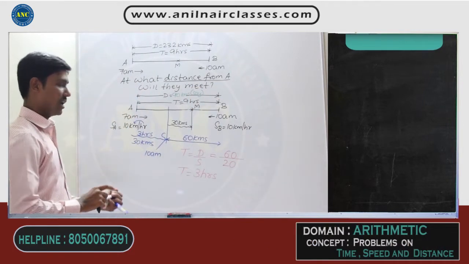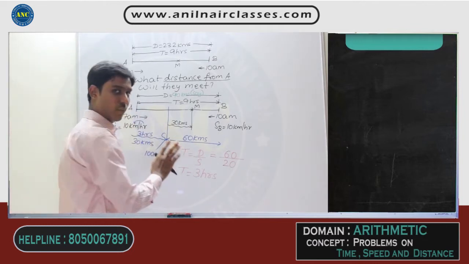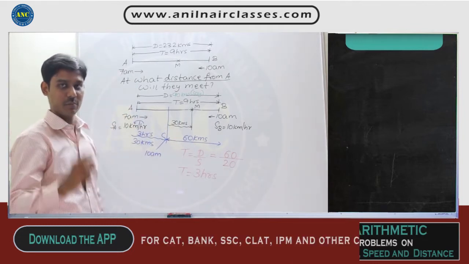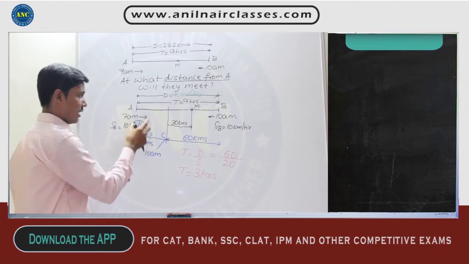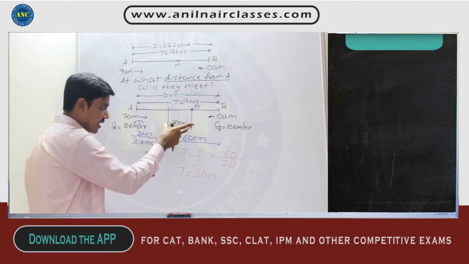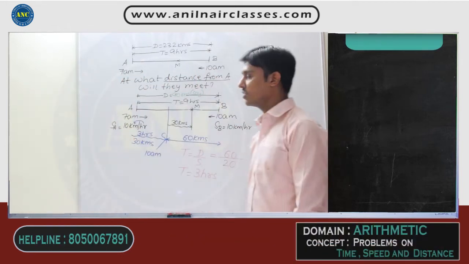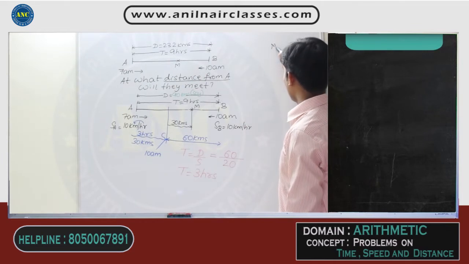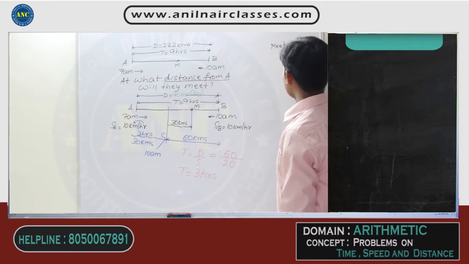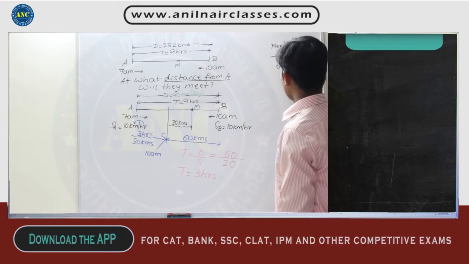Now, if you observe carefully, all these values, whatever is written on the board till now, is nothing but according to my assumption. According to my assumption, at what distance from A are they meeting? Here it is 30. Here again it is 30 kilometers. That means they both are meeting after 60 kilometers. According to my assumption, the meeting distance from A is nothing but 60 kilometers.